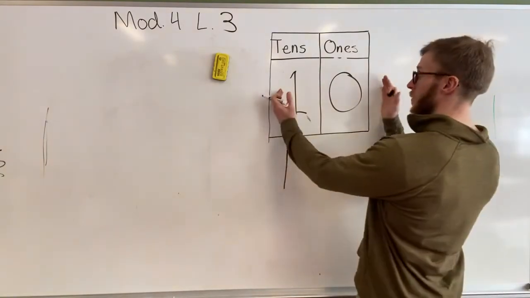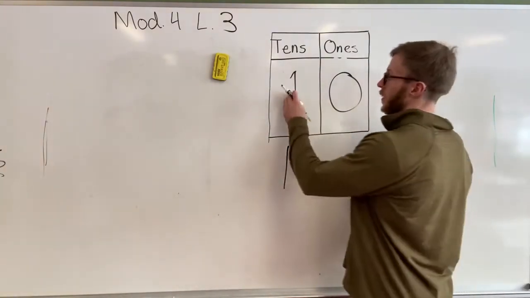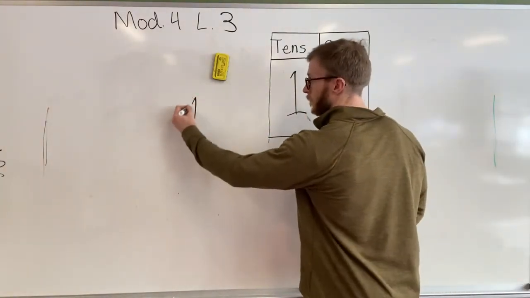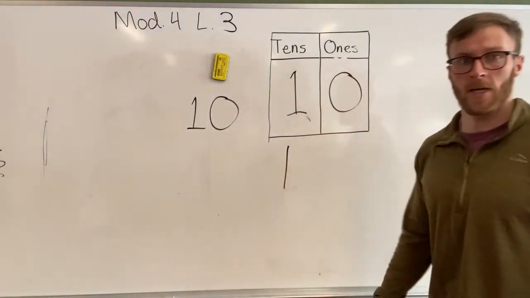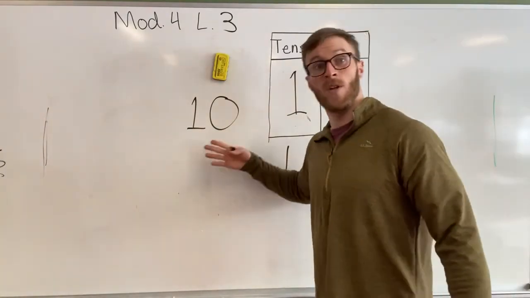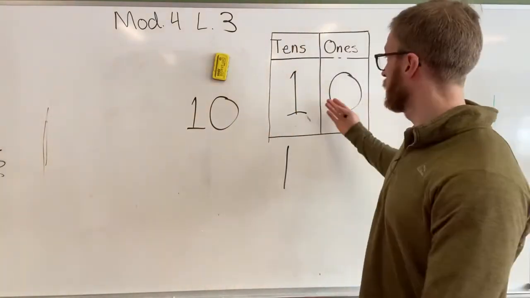So let's look at this number. What does this number look like? I have 1 ten and 0 ones. We all know that number. It is the number 10. So the number 10 is 1 ten with 0 ones.